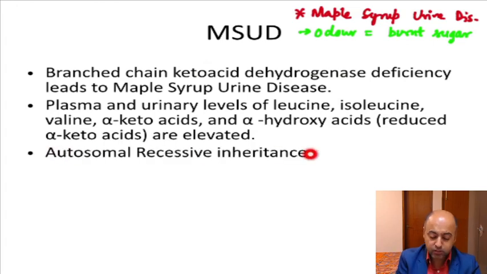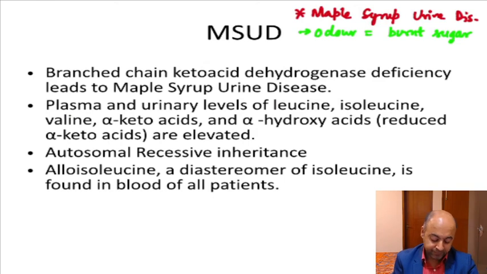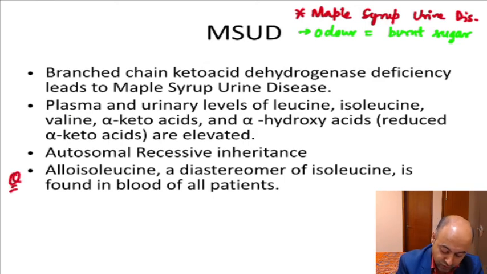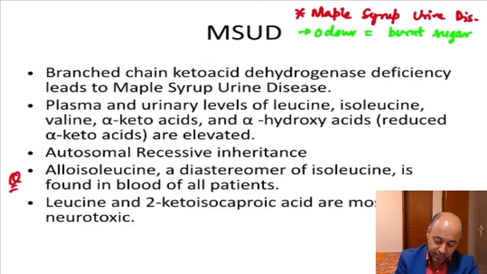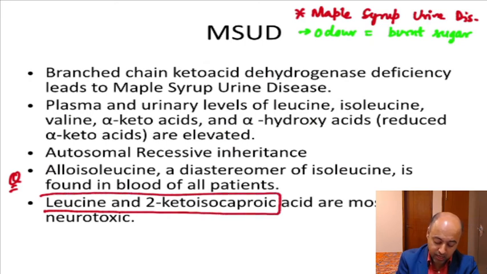Inheritance pattern is autosomal recessive for maple syrup urine disease. One of the diastereomers of isoleucine, alloisoleucine, is found. And last, the neurotoxic substances are leucine and 2-isocaproic acid. Leucine and 2-isocaproic acid.